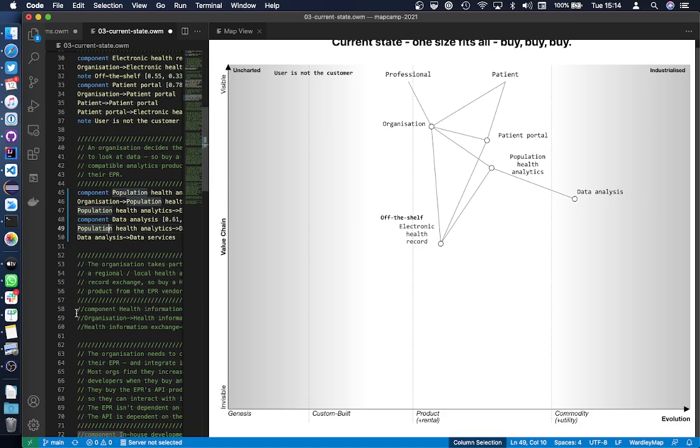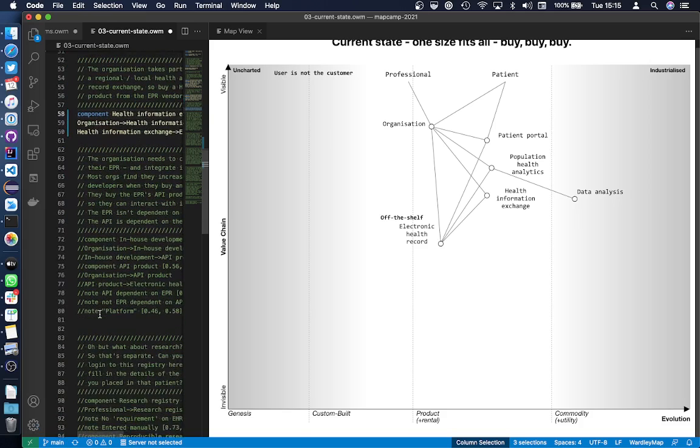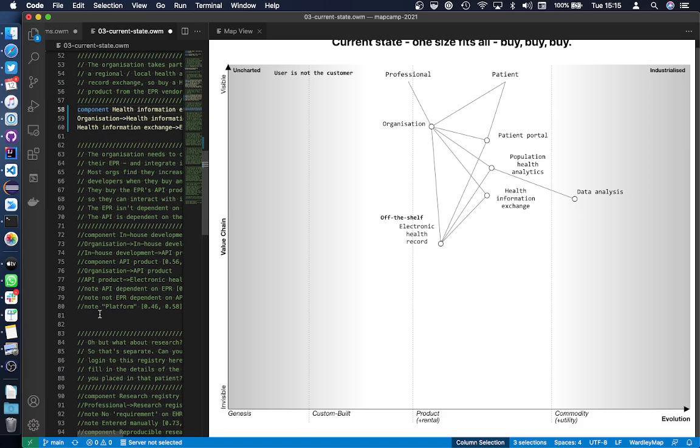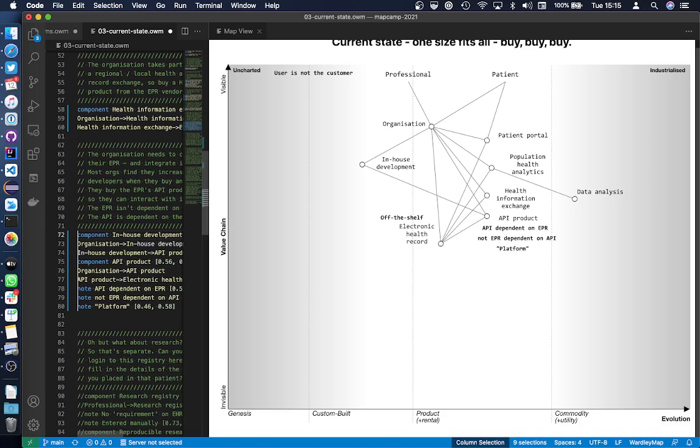And then the organisation wants to share data in a regional aspect, so they buy the product's health information exchange product. So that's fine, so now they can exchange data with other hospitals, other organisations within that region. But the problem is this EHR.